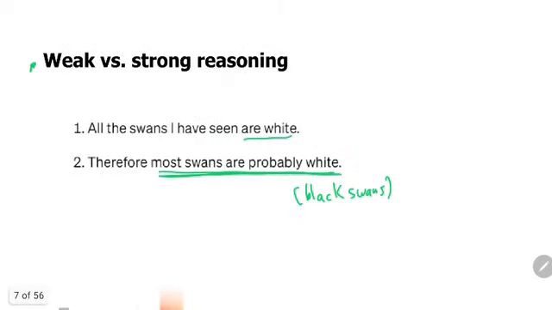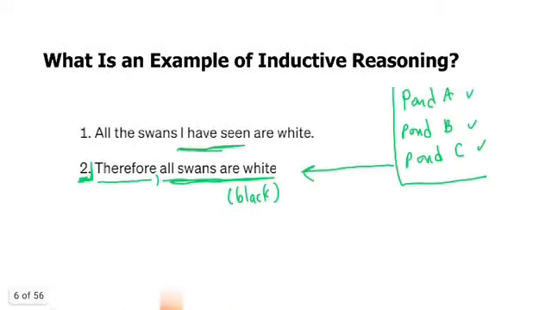Okay? How do you make it stronger? Here, they inserted "probably." Most swans are probably white. Okay? On the first one, even if you base it on several observations, your conclusion can still be wrong.